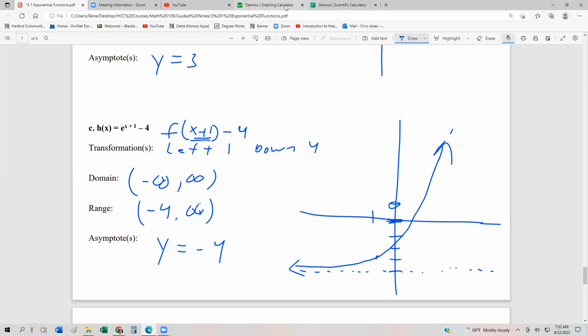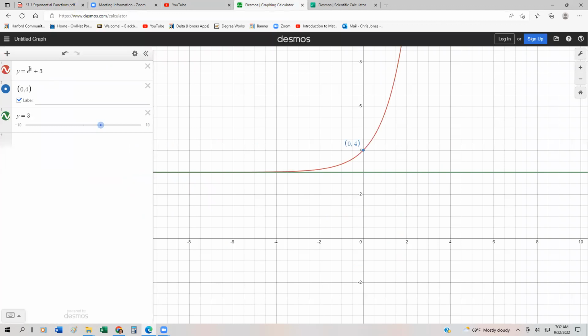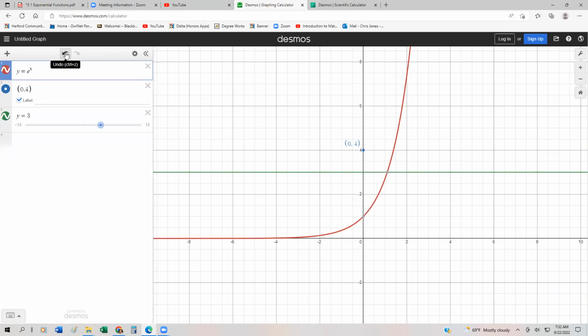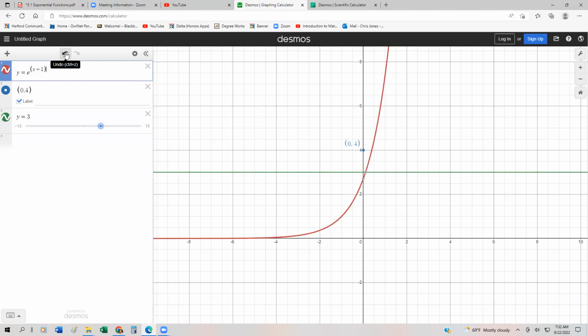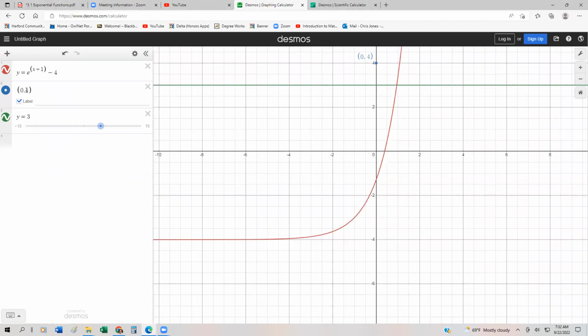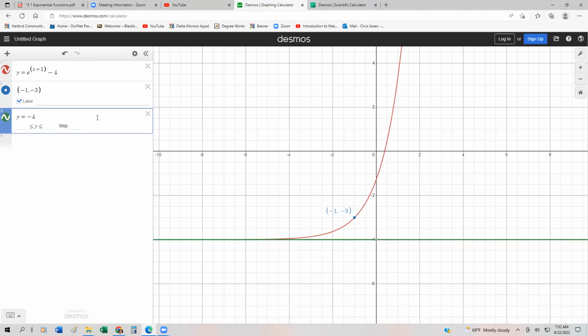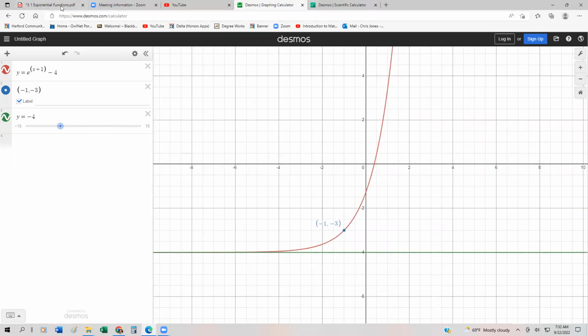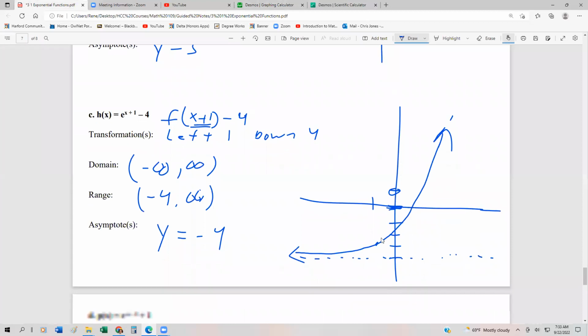Going back up to the graphing calculator, we have e to the x plus 1 minus 4. I'm going to shift the graph around a little bit. Remember, we looked and saw the point -1, -3 on the graph, and that fits on there. And we had the asymptote y equals -4. So it looks like everything fits well with what we suggested. This graph looks approximately like what we have here.